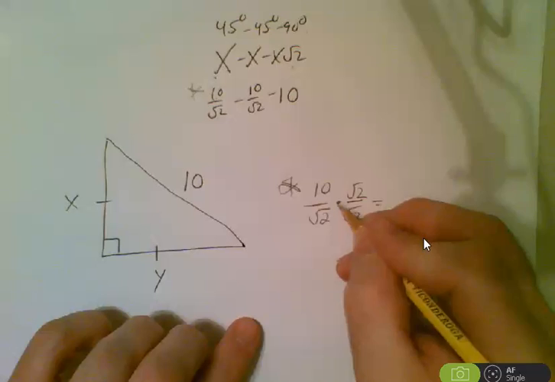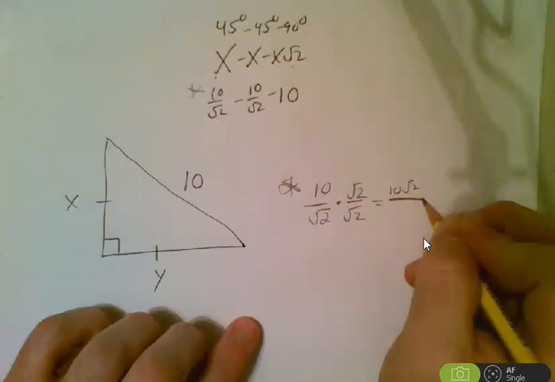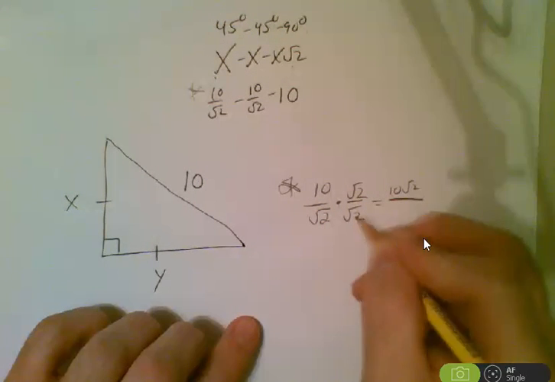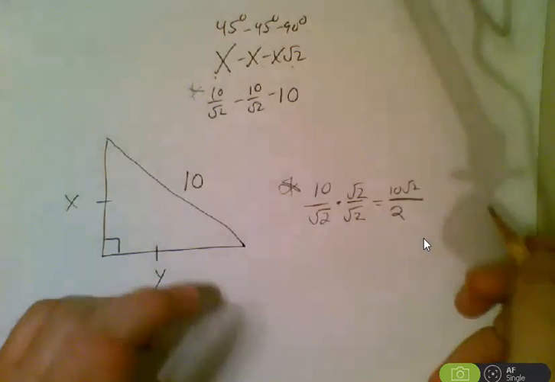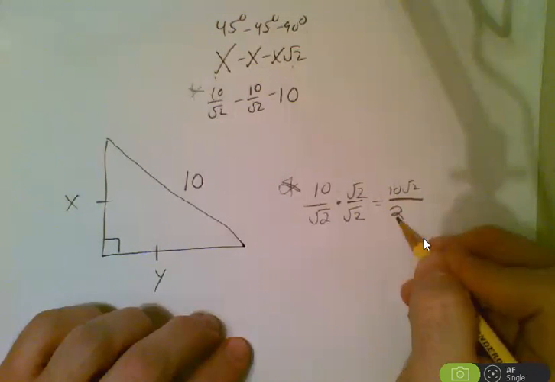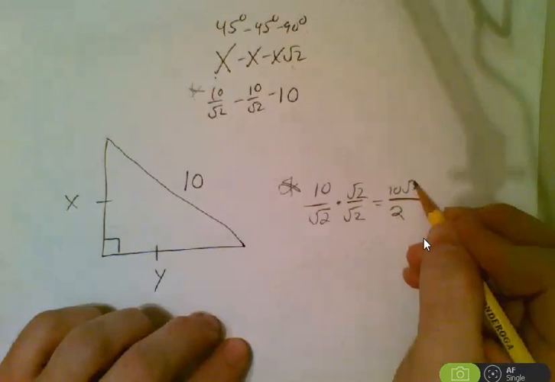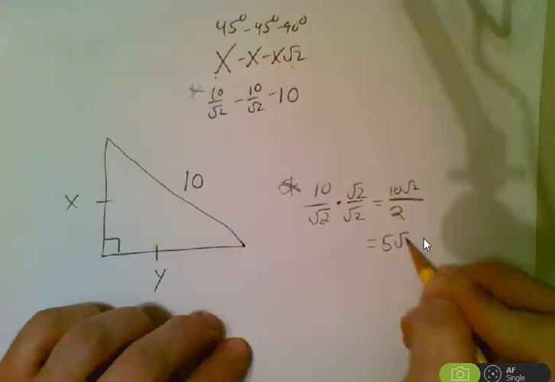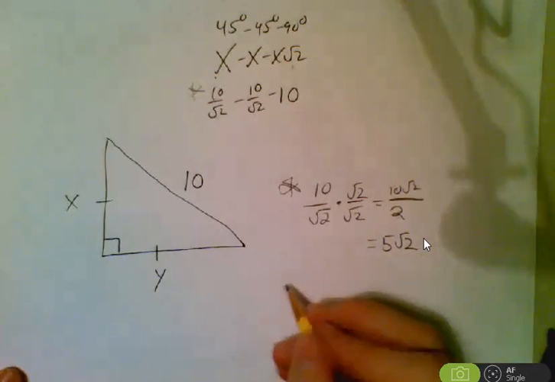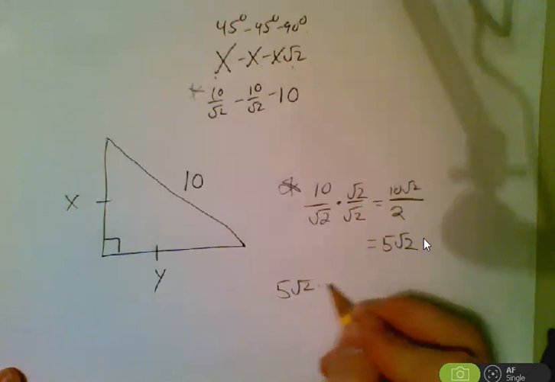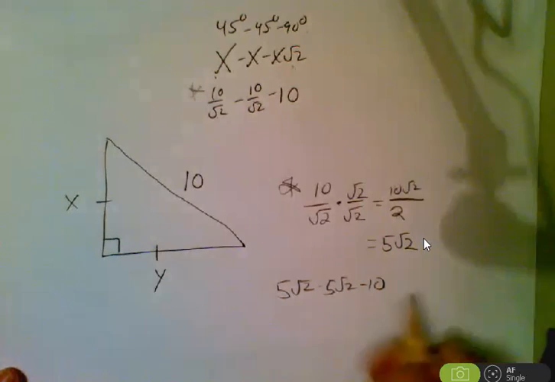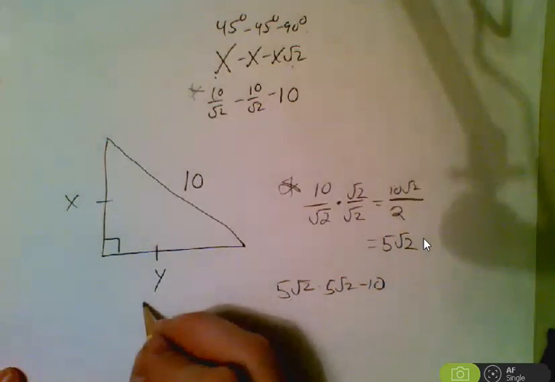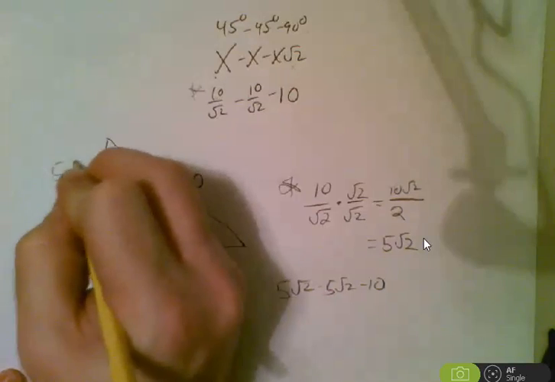So this is 10 times the square root of 2 divided by square root of 2 times square root of 2, which is 2. And it just so happens I can actually simplify this. I can't do anything here because that's a square root and that's not, but I can simplify this. So that's 5 square root of 2. So my leg is 5 square root of 2, 5 square root of 2, 10. Leg, hypotenuse.